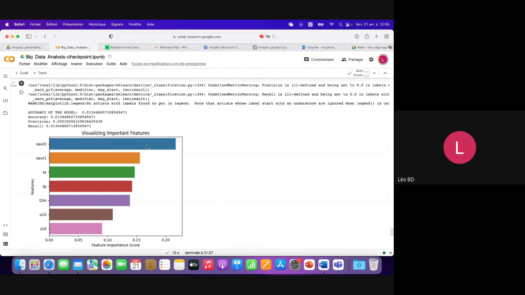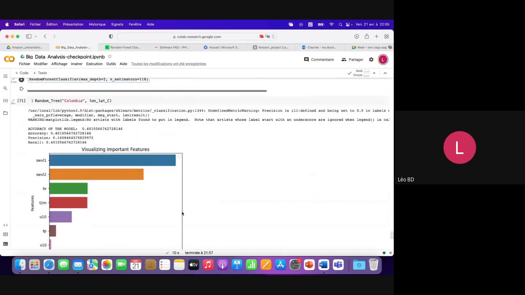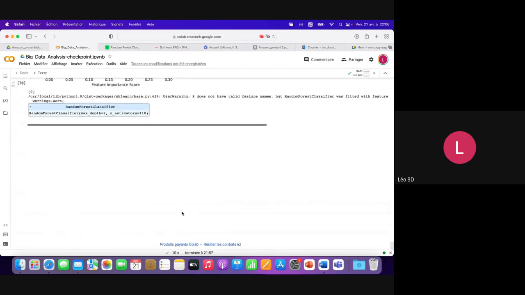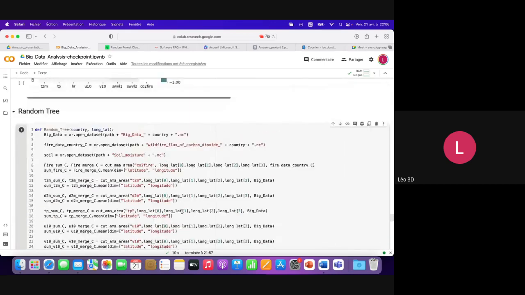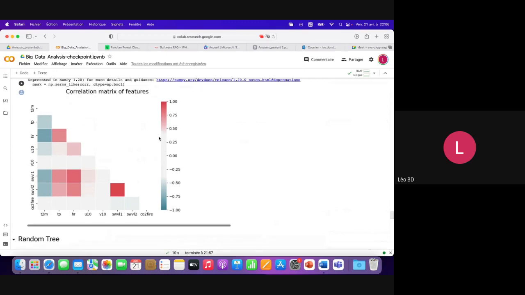And at the end, we get these trees. And this is it for the coding part. I don't know if you have questions about the code or about something else, and if you want to try it.